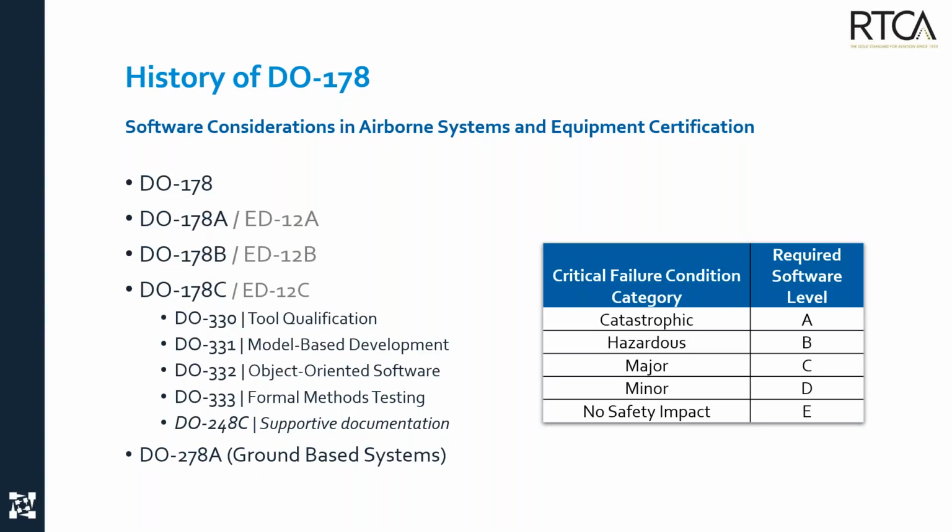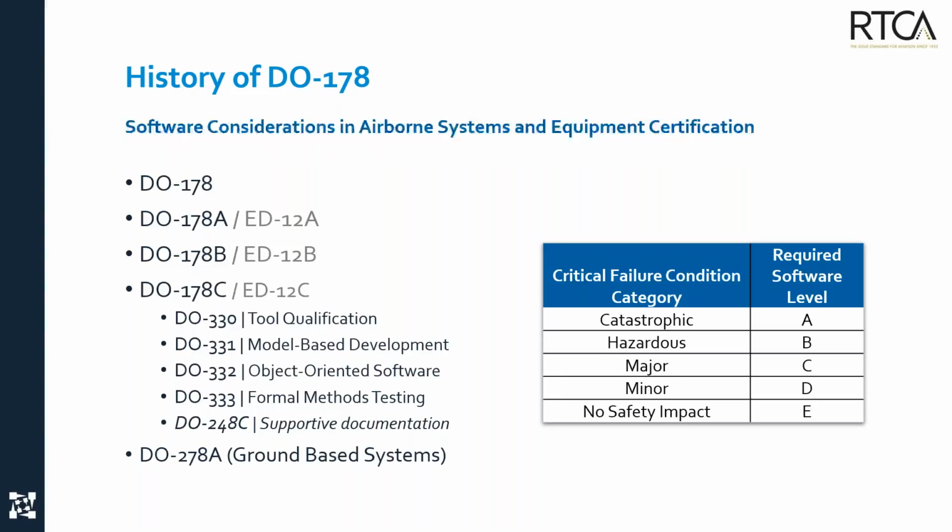DO-178C made a lot of clarifications to remove imprecise wording found in DO-178B, but the major addition was a modular approach to supplemental guidance documents. So for example, you have DO-330, which addresses software tool qualification, DO-331 for model-based development, which is near and dear to my heart, DO-332 for object-oriented software, and DO-333 for formal methods to complement your testing. Now, if you hear of DO-248C, it is supportive documentation for DO-178C containing clarifications and information on the rationale for each DO-178C objective.